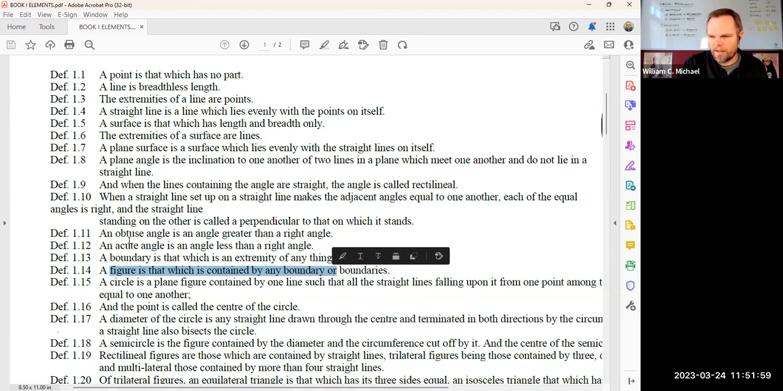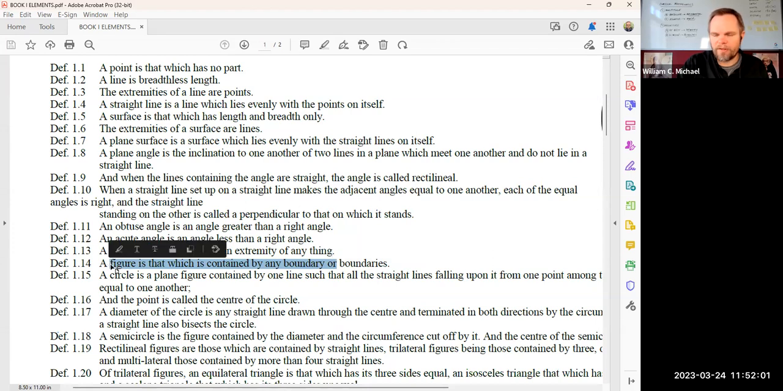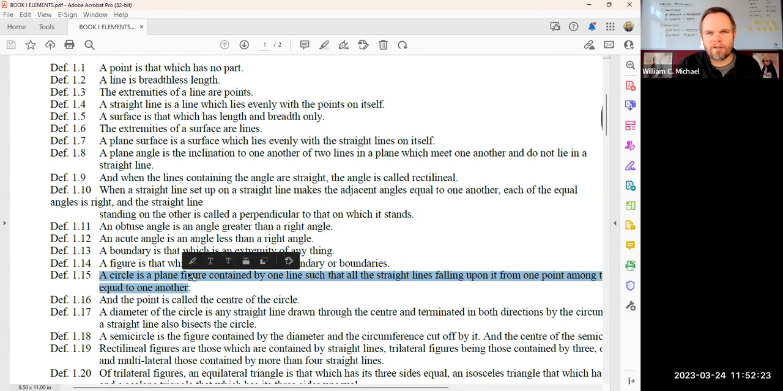So moving on here. A figure, we could say a shape, but the word we're going to use is a figure. A figure is that which is contained by any boundary or boundaries. That's a simple definition of a figure. And then we're going to learn about a bunch of different kinds of figures. Definition 15, we learn the definition of a circle. Now you may think that you know what a circle is, but you have to have this exact definition of a circle in order to study geometry.